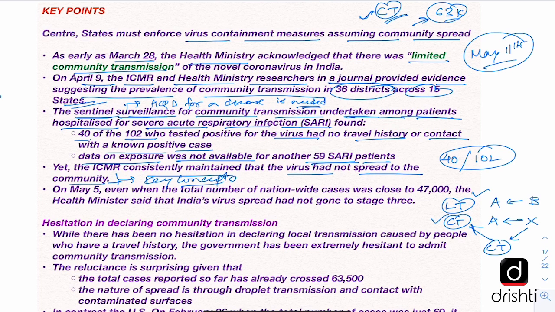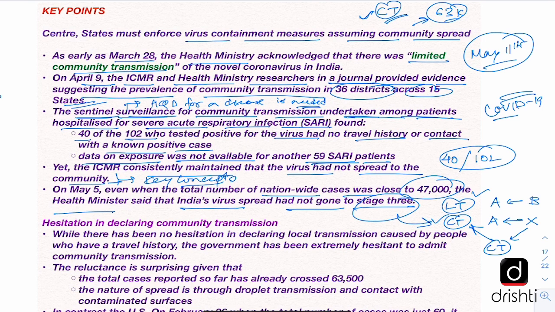On May 5, even when the total number of nationwide cases was close to 47,000, the health minister said that India's virus spread had not gone to stage 3, which is the stage of community transmission. So the Indian government has been consistently saying that community transmission has not taken place. Though for a disease like COVID-19, which spreads so easily, it is very hard to understand how community transmission is not happening when we have such high numbers.